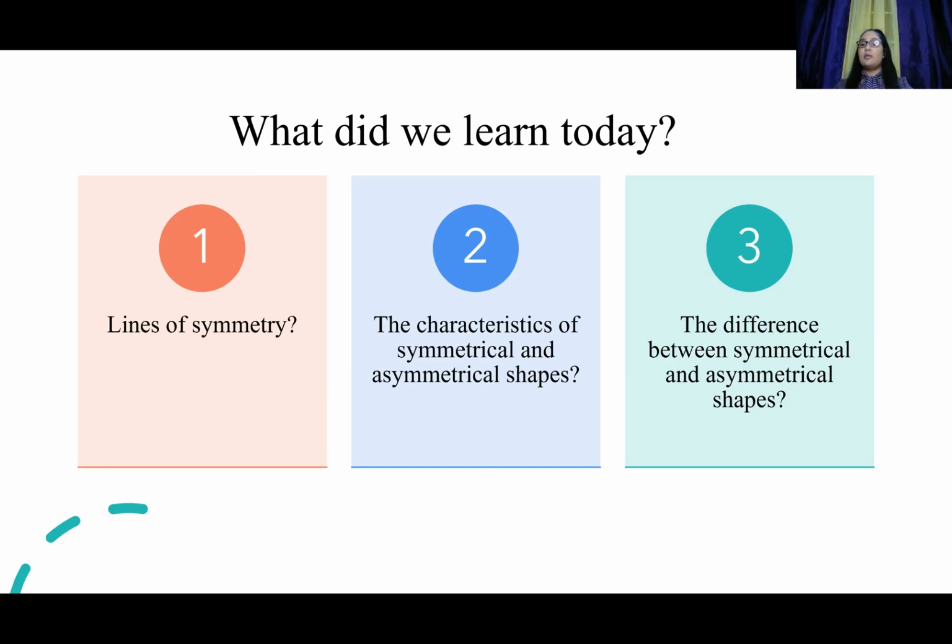And lastly, did we learn about the difference between symmetrical and asymmetrical shapes? We did. I want someone to quickly recap on that. Right, Kimberly? Yes, the difference is that a symmetrical shape, when a line is drawn down the middle, is the same on both sides, whereas an asymmetrical shape, when a line of symmetry is drawn down the middle, is different on both sides. Yeah?